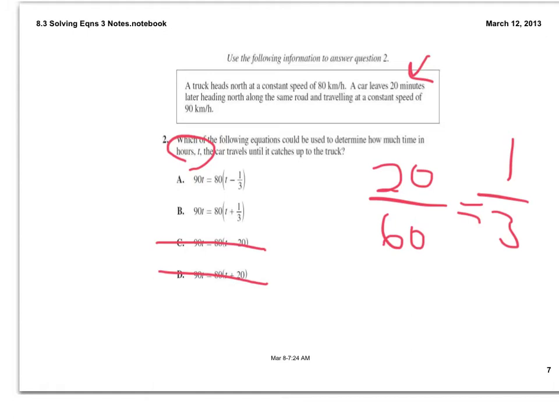Secondly, on the left-hand side of the equal sign is all 90 times T. That is our car. So we just put a little C here for car. And the right-hand side is the truck. Now looking at A and B, if the truck has a 20-minute head start or 1/3 of an hour head start, he gains time, or she gains time. So your answer then is B, because the truck has an extra 20-minute or 1/3 of an hour head start.